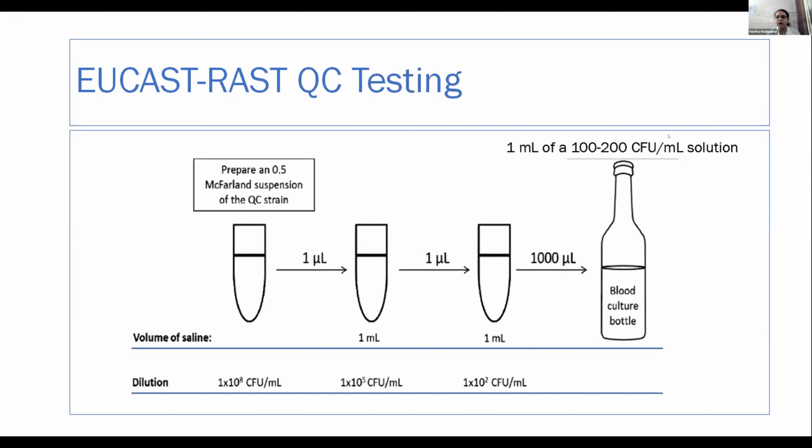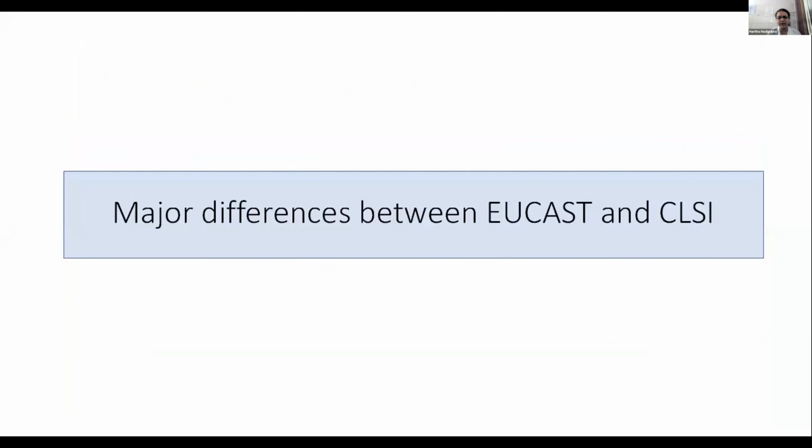Okay, so the final volume which is present in the blood culture bottle will be 1 ml of 100 to 200 colony forming units per ml of the suspension. Okay, so this is the QC recommendation according to the EUCAST RAST which you need to follow. And following this, you need to do the QC as I've explained previously. That is the method for the RAST, whichever is there. After this, you can perform the RAST as usual. Okay, so this is the basics of the DST. So everybody is clear, or anybody has any doubts regarding this DST and RAST?